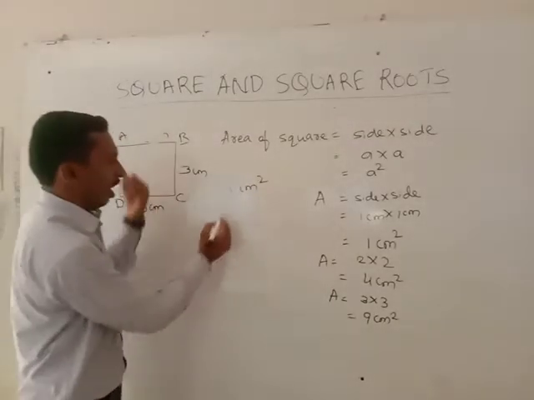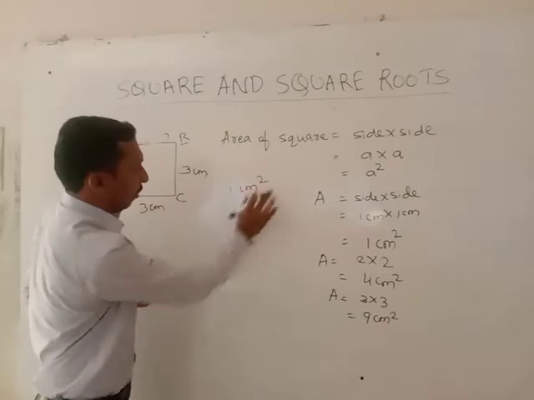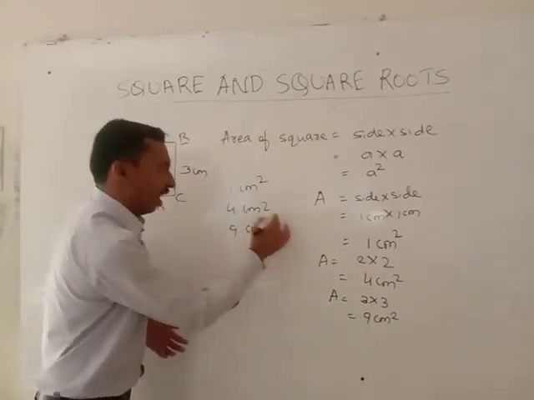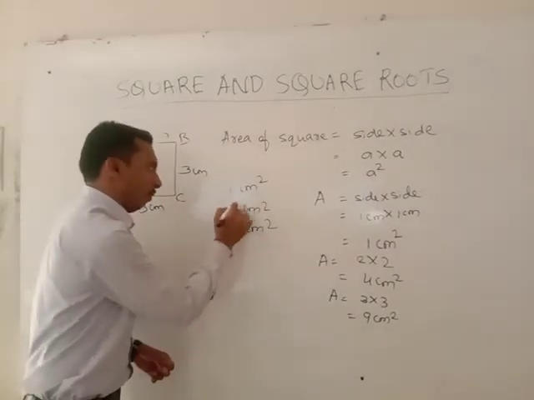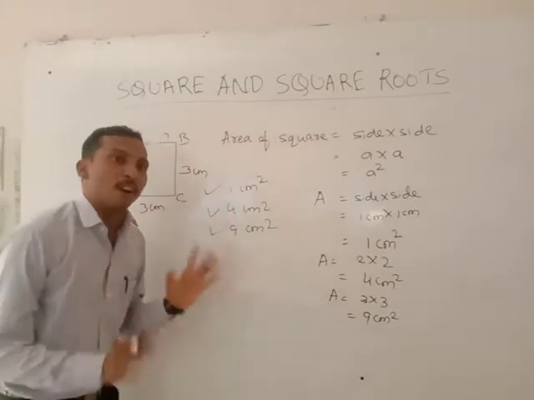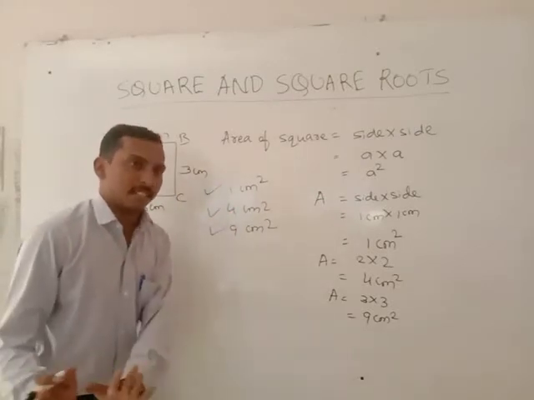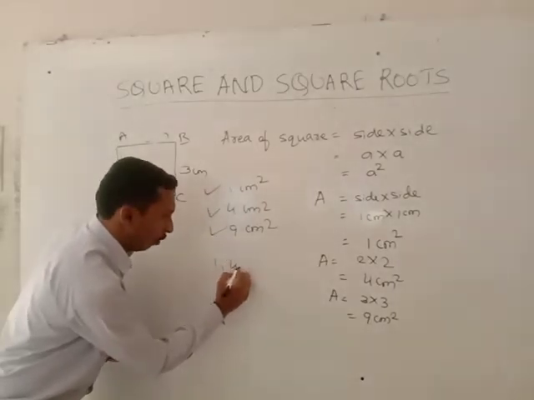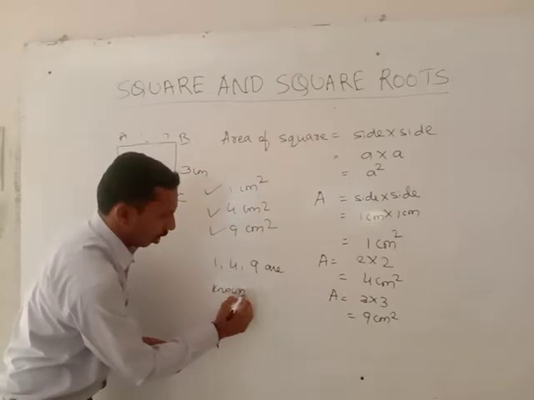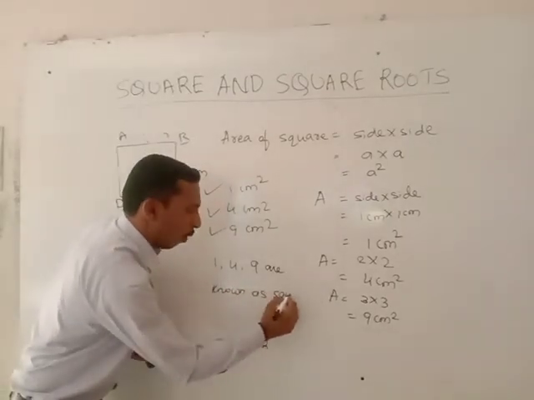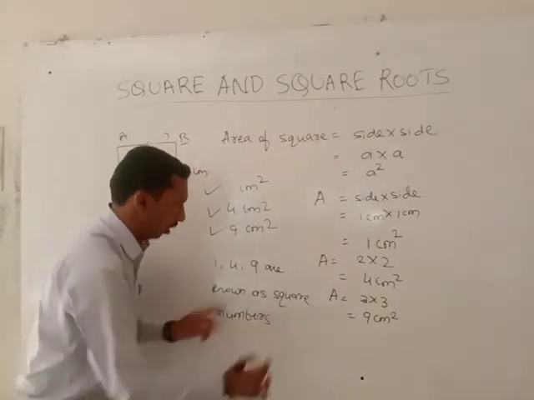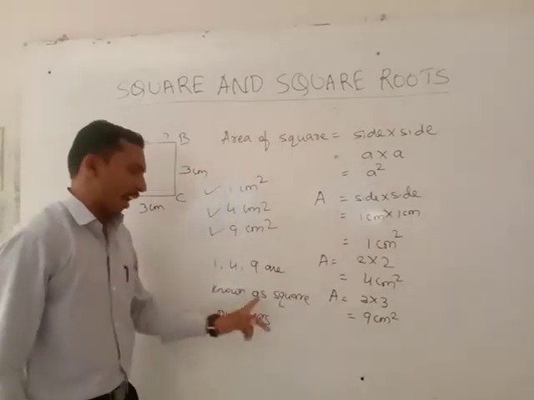So the first area is 1 square centimeter, the second was 4 square centimeters, and the third was 9 square centimeters. These numbers 1, 4 and 9 are known as square numbers. Okay, numbers 1, 4, 9 are known as square numbers.